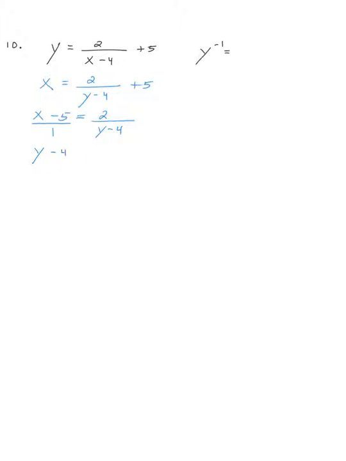Y minus 4 over 1 is equal to 2 over x minus 5. This dividing by 1 is unnecessary, so I'll get rid of it. This is just y minus 4 is equal to 2 over x minus 5. And now I can add 4 to both sides, arriving at my final answer, 2 divided by x minus 5, plus 4. And that is the equation of my inverse.